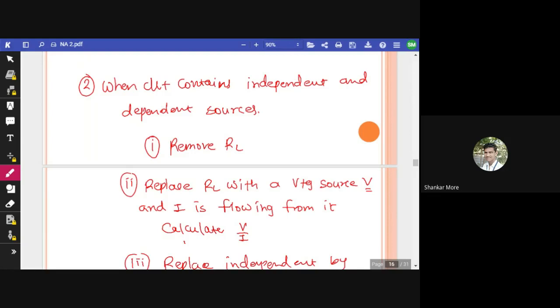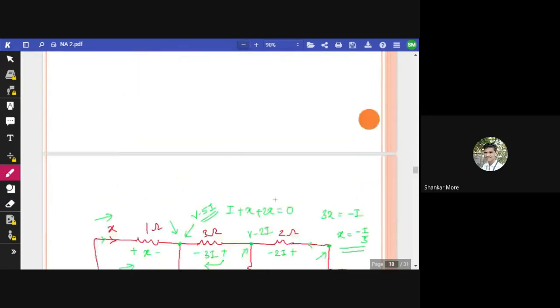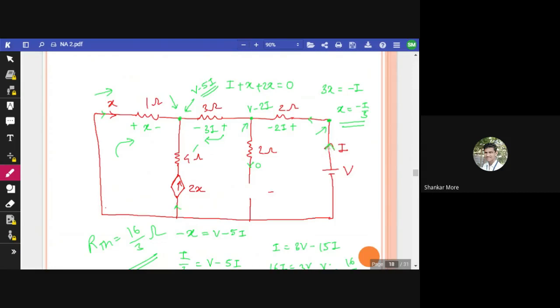And after that, अगर डिपेंडेंट सोर्स सर्किट में है तो you have to put one voltage source V in place of resistance RL, and we have to show that current I is flowing through it. See, मैंने यहाँ पे दिखाया था ना कि I flow हो रही है इस voltage source में से current. For your convenience, you can take I equals 1 also. Some calculations will change, but the final answer will be same.